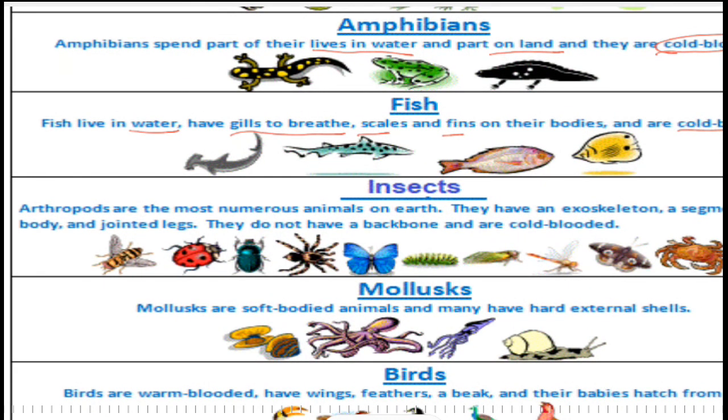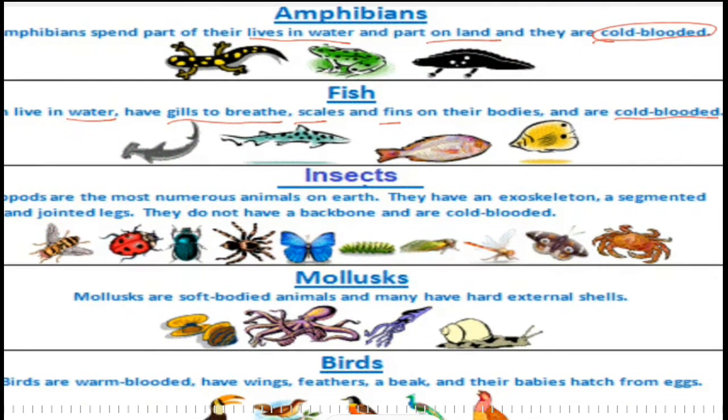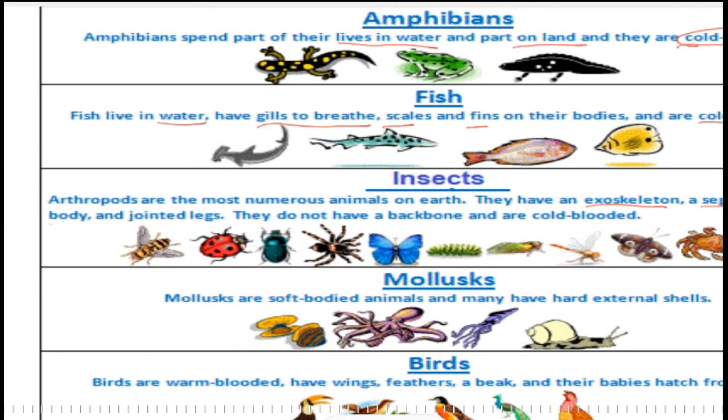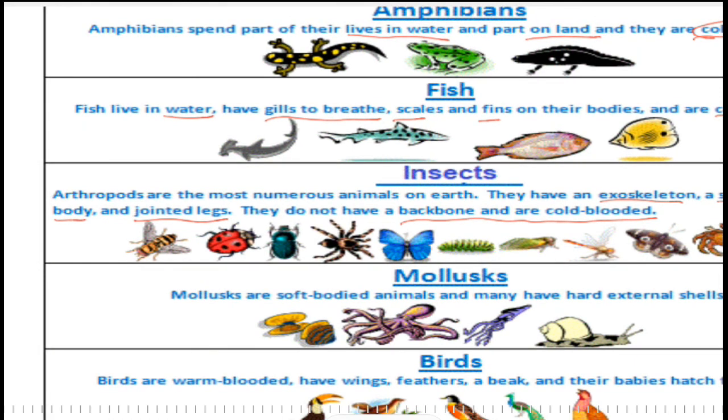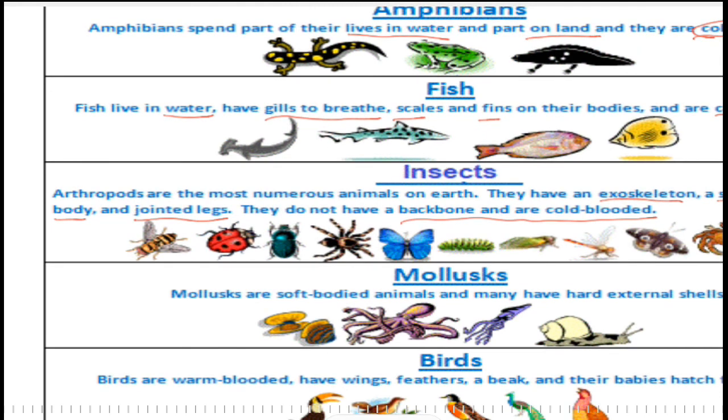For insects, arthropods are the most numerous animals on the earth. They have an exoskeleton, a segmented body, and jointed legs. They do not have a backbone and they are cold-blooded. Example, bees, butterfly, caterpillars, dragonfly, moth.